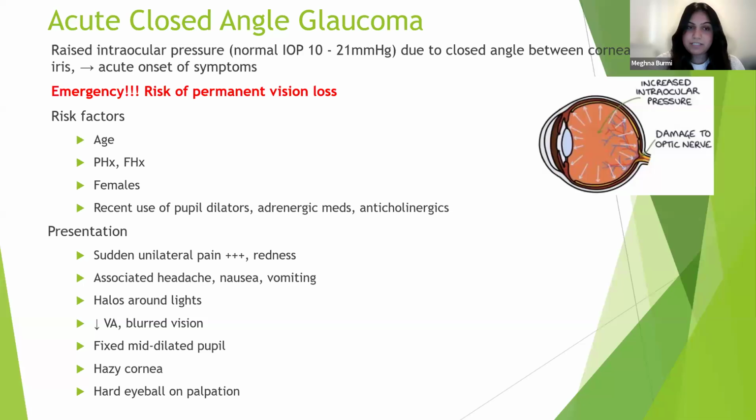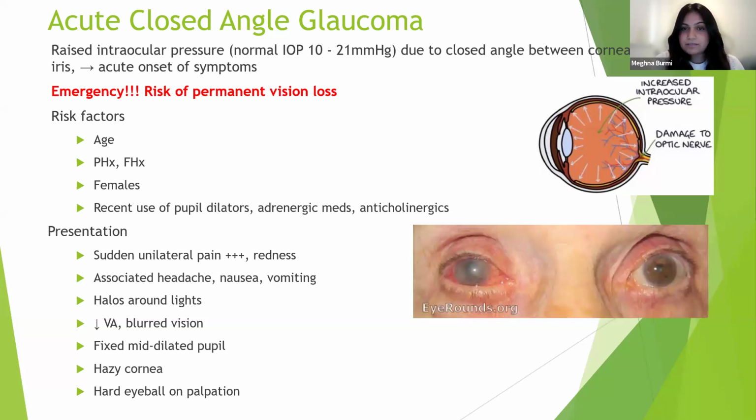Presentation. So it causes a sudden, unilateral, very painful red eye. It's associated with headaches, nausea, vomiting. It looks like this on a patient. They might see halos around lights, reduced visual acuity because there's a whole bunch of pressure in their eye, which is compressing the optic nerve and blurring their vision.